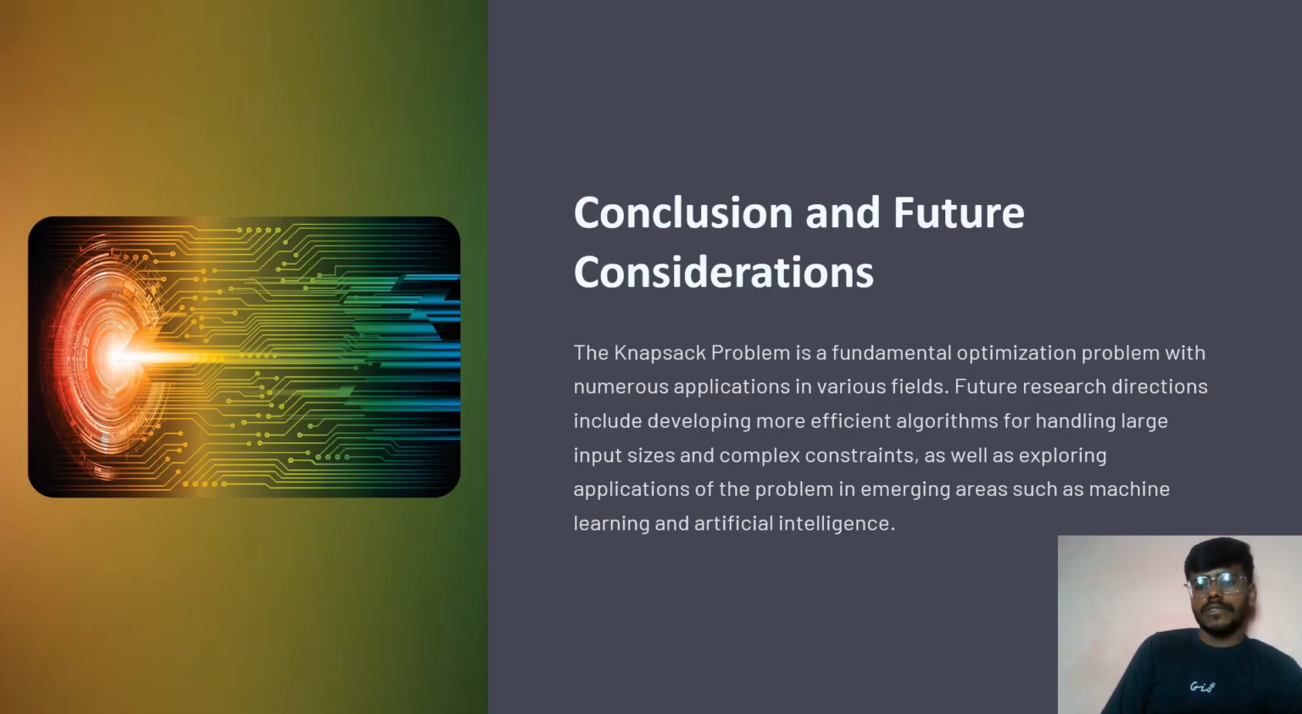Then the last one, conclusion and future considerations. The knapsack problem is a fundamental optimization problem with numerous applications in various fields. Future research directions include developing more efficient algorithms for handling large input sizes and complex constraints, as well as exploring applications of the problem in emerging areas such as machine learning and artificial intelligence.